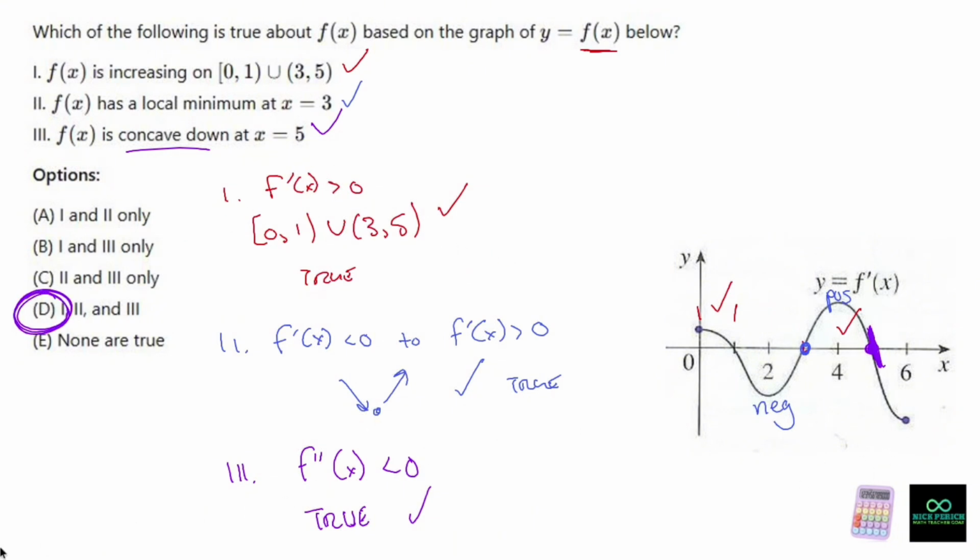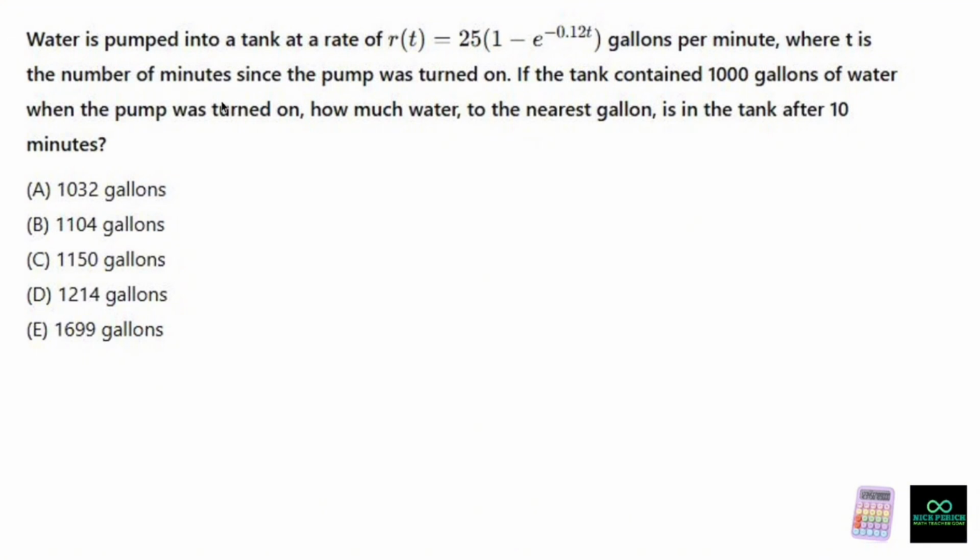So, calculator problem, no calculator needed. Fun stuff, happy times. Water is pumped into a tank at a rate of R of t equals 25 times (1 minus e to the negative 0.12t) gallons per minute. Neat. T is the number of minutes since the pump was turned on. If the tank contained 1,000 gallons of water when the pump was turned on, how much water to the nearest gallon is in the tank after 10 minutes?